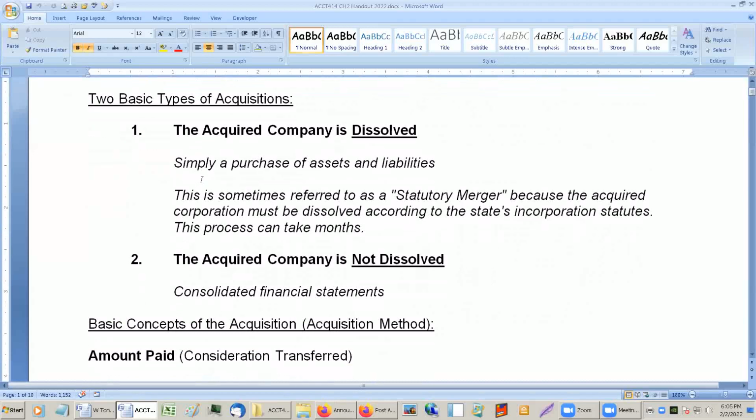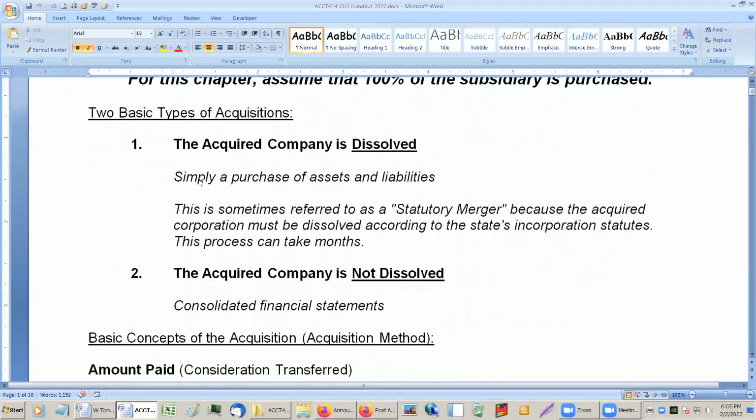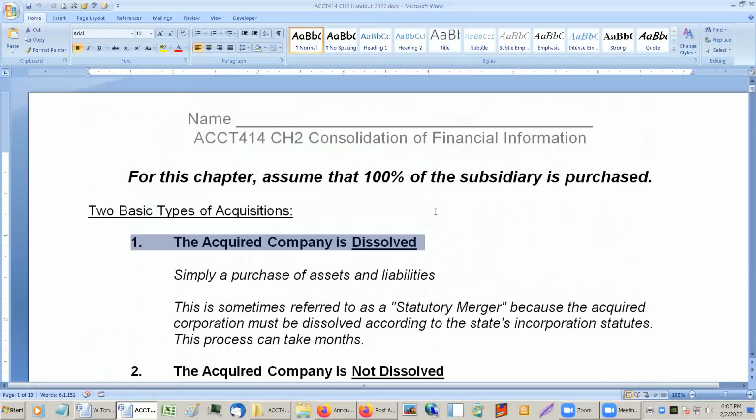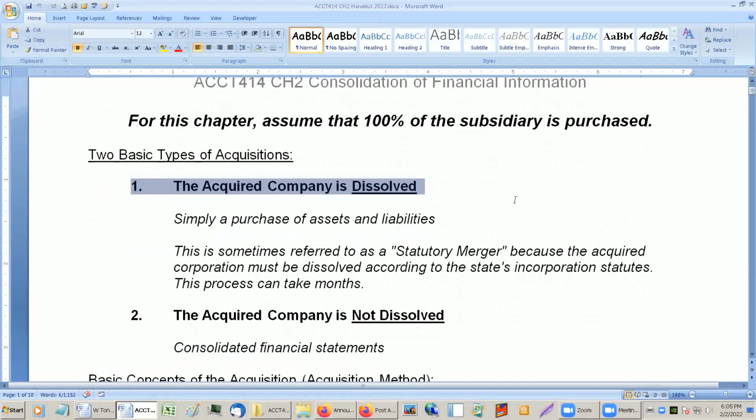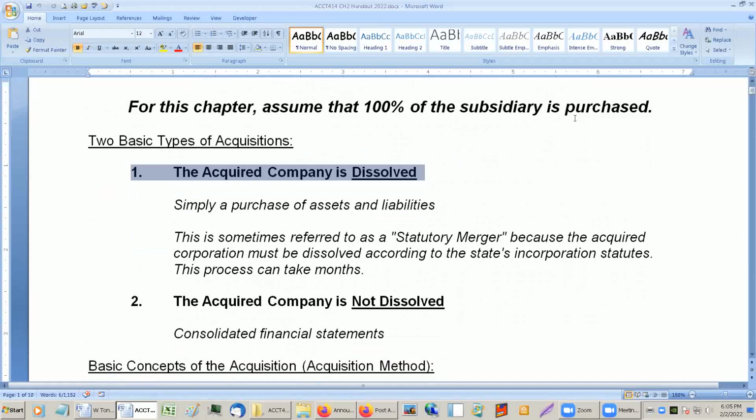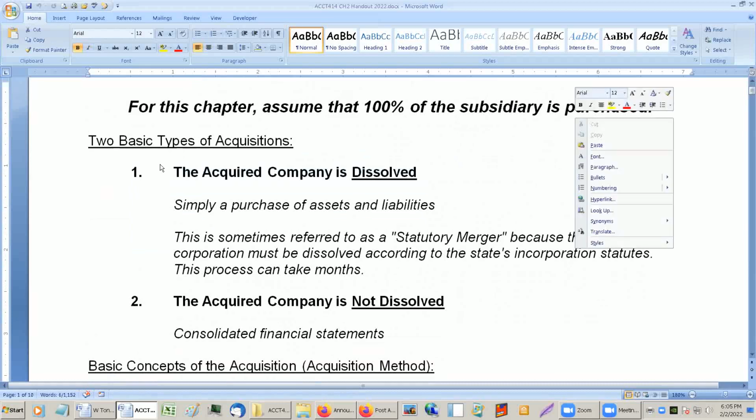Okay. So here's the first one. This is on page 1. Is there anyone that did not get the handout? Okay.